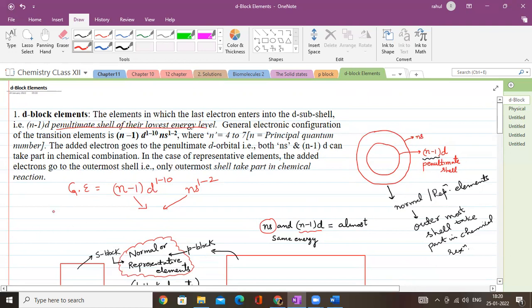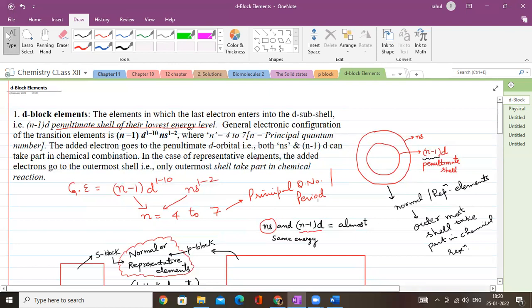When you talk about the general electronic configuration of D block elements, it is (n-1)d 1 to 10, ns 1 to 2, where the value of n is from 4 to 7, and n is nothing but the principal quantum number, or also sometimes called the period of the periodic table. So the elements in which the last electron enters into the d subshell of their lowest energy level are called transition elements.